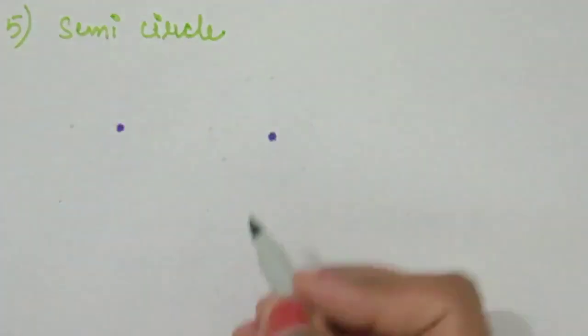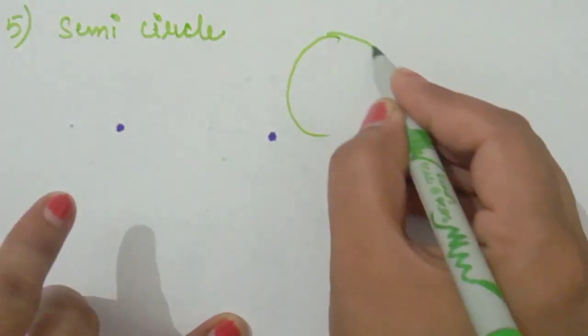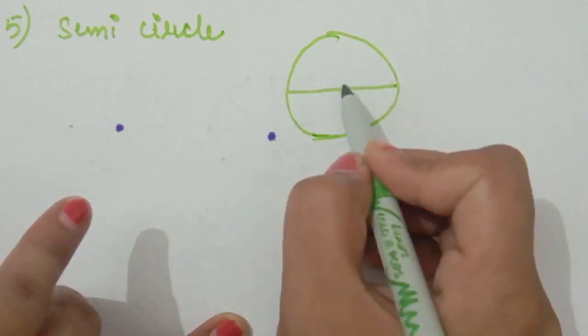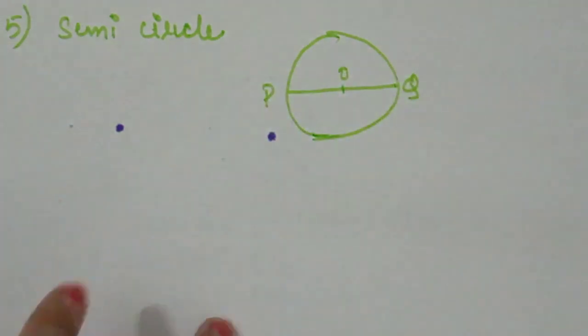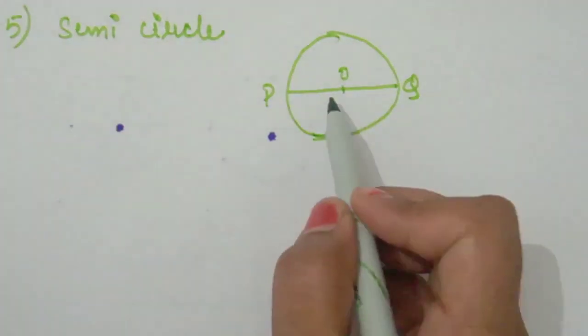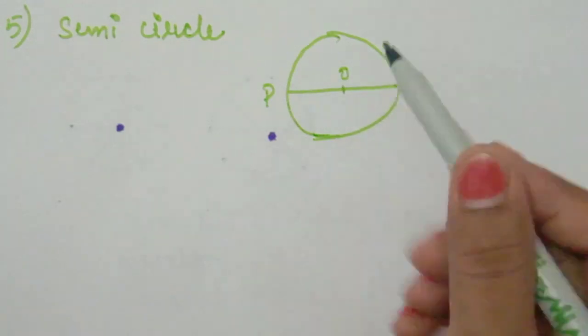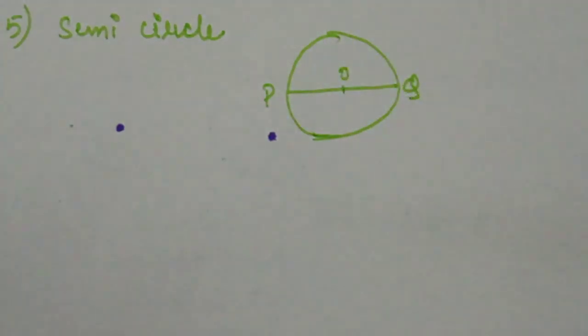What is a semicircle? The definition of a semicircle is: when a diameter, this is center O, this is a diameter, the longest chord PQ, divides the circle into two equal parts, it means into two equal arcs, each of those arcs is called a semicircle.